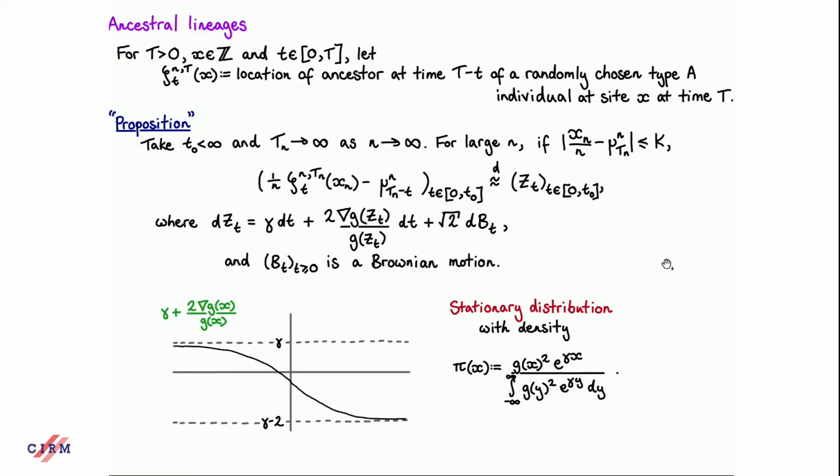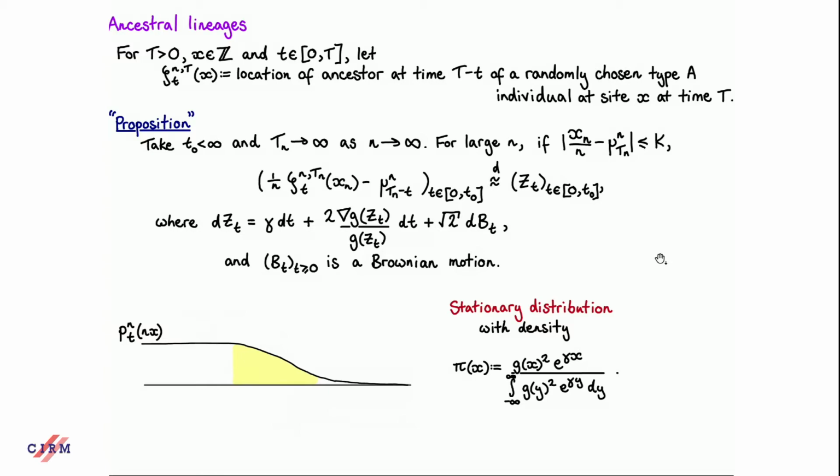So what this suggests should happen is that, if we run our population model for a long time, and then we sample a type capital A individual from close to the front, and we trace its ancestry backwards in time for a long time, then its location relative to the front at that earlier time should have a distribution that's roughly given by this density. So in particular, it should be very likely to be in this yellow region of being relatively close to the front.